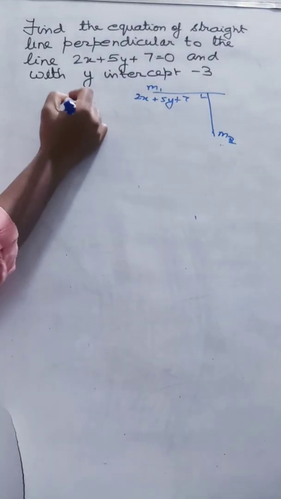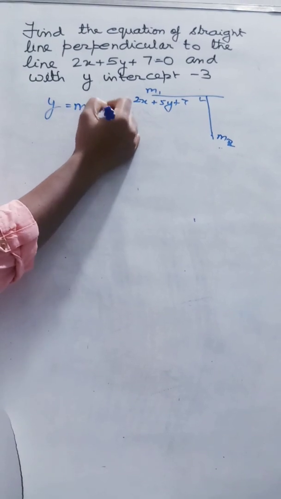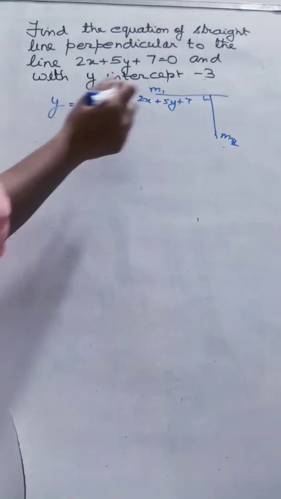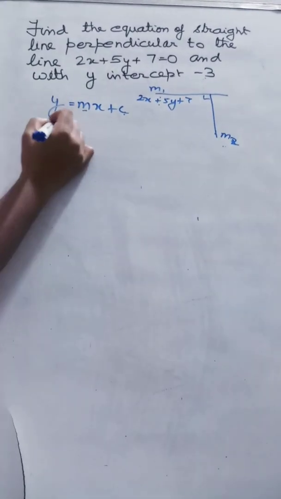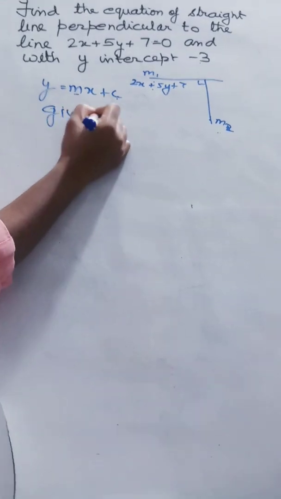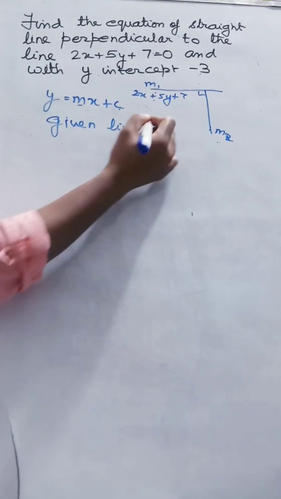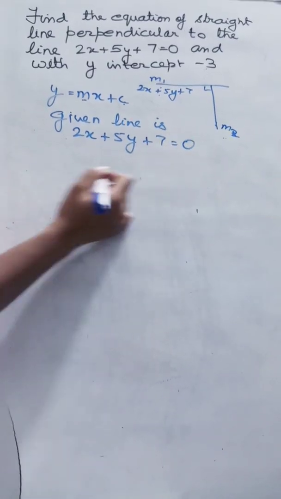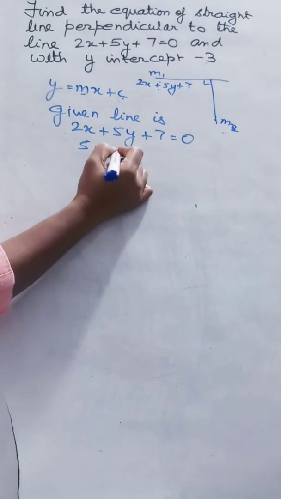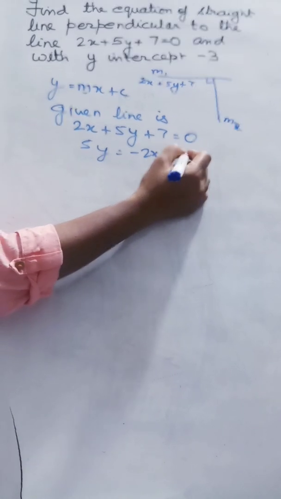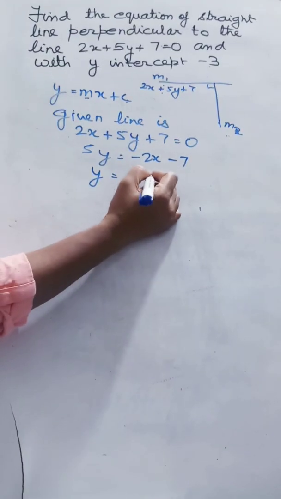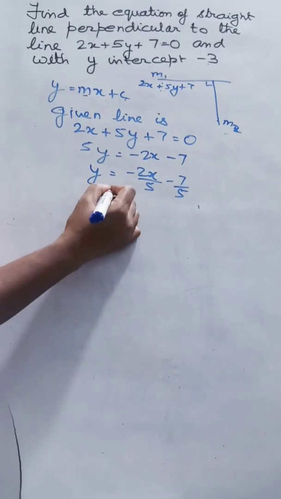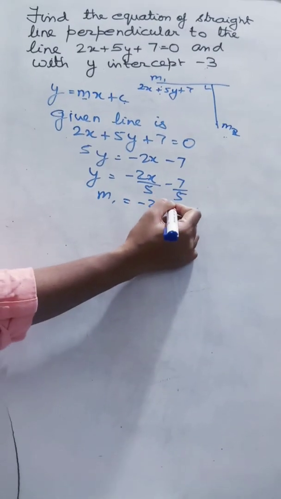So if the equation of the line is y equals mx plus c, your y-intercept is given here, we need to find only m. So first we will start from here. The given line is 2x plus 5y plus 7 equals 0, or 5y equals minus 2x minus 7, or y can be written as minus 2x upon 5 minus 7 upon 5. So the slope of the given line is m1 equals minus 2 upon 5.